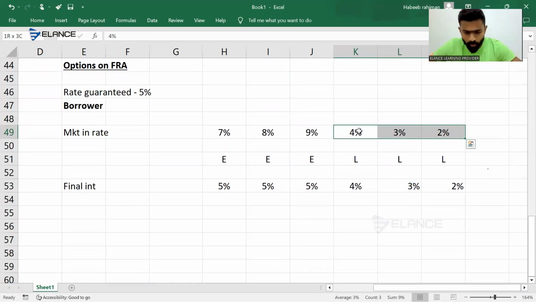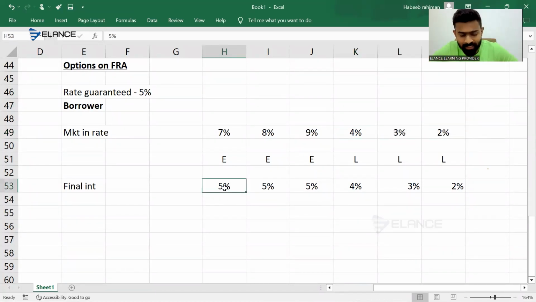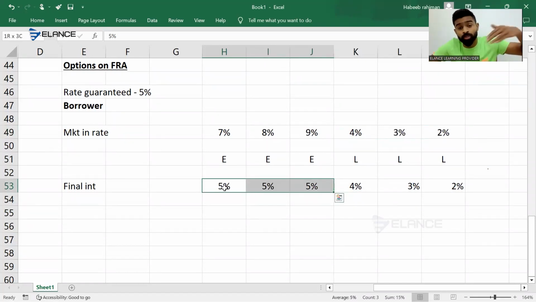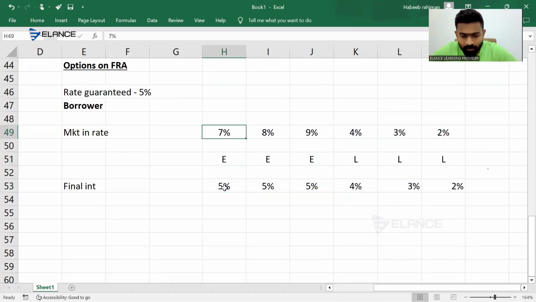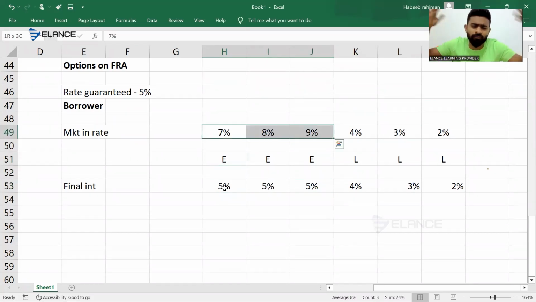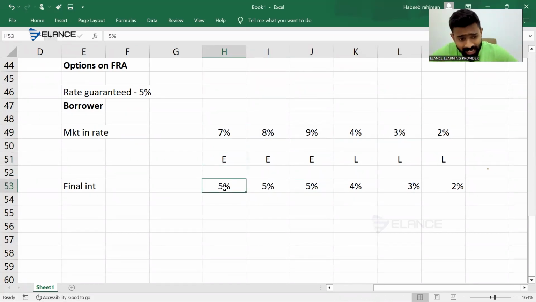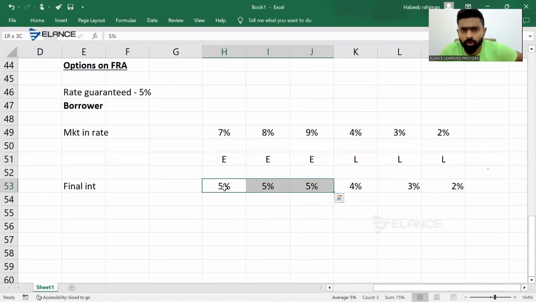Okay. So if you took an option, you are certain that your interest payment will not be more than what? Whatever the market rate, if market rate increases to 10, 11, 12, 13, 14, whatever rate, you are guaranteed that your maximum payment of interest will be how much? 5%. It won't go above 5%.